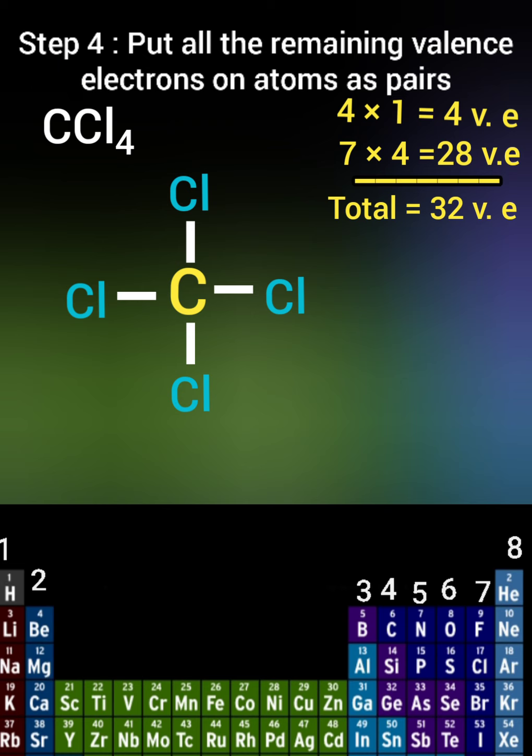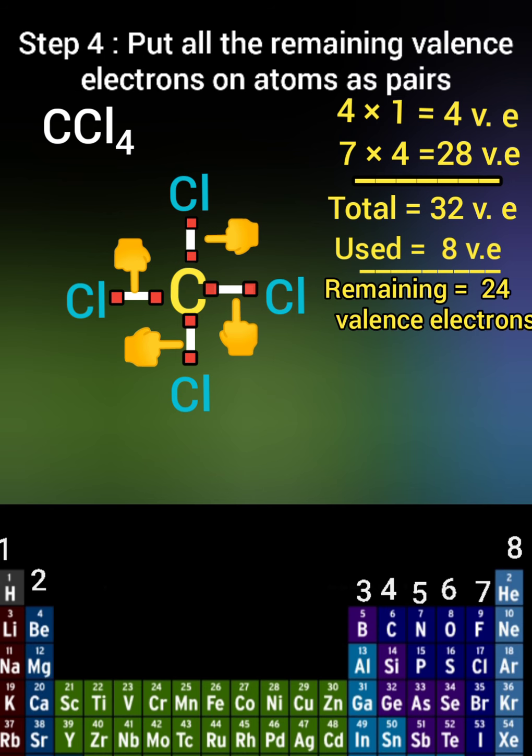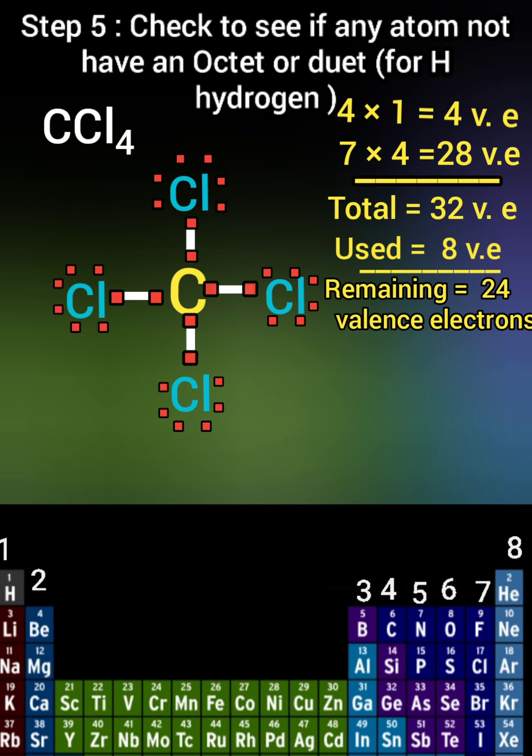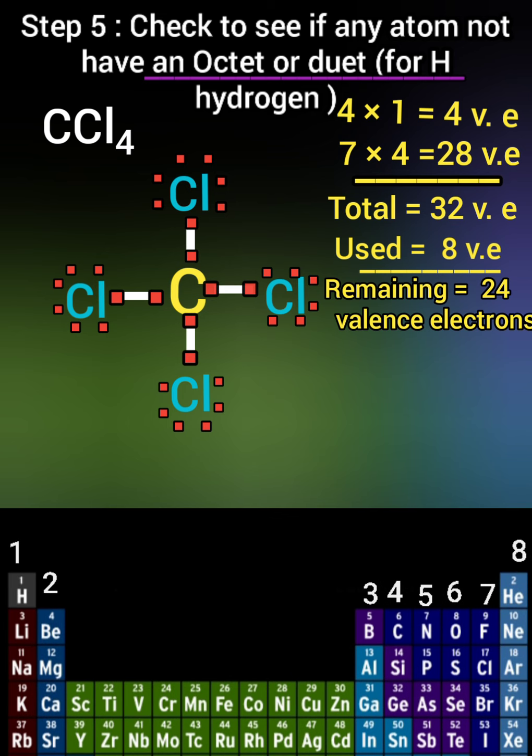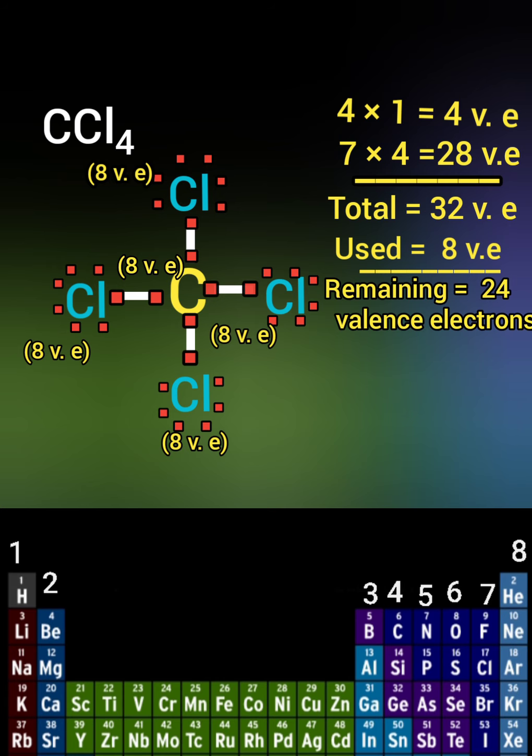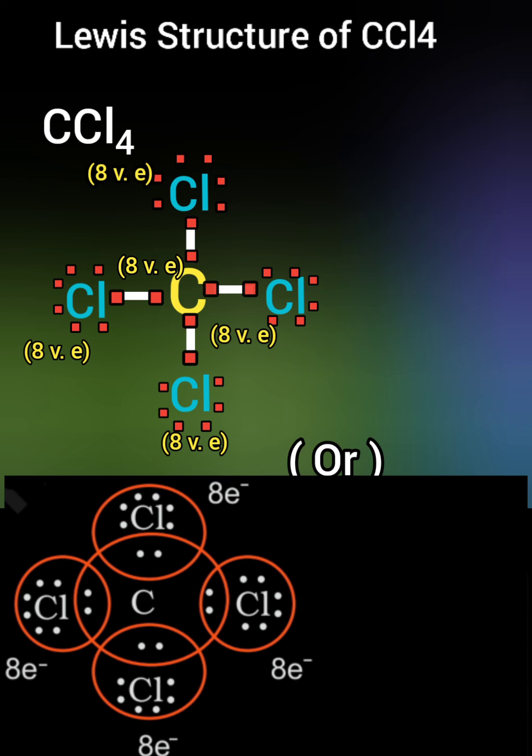For carbon tetrachloride, the total valence electrons are 32. We have used 8 electrons on the 4 single bonds. The remaining 24 valence electrons are here. We now put those remaining electrons on the atoms as lone pairs. Fifth step. Check to see if any atom does not have an octet, or a duet for hydrogen. Here every atom of CCl4 is stable with 8 valence electrons. So the molecule is satisfied and happy, which means the Lewis structure of CCl4 is now complete.